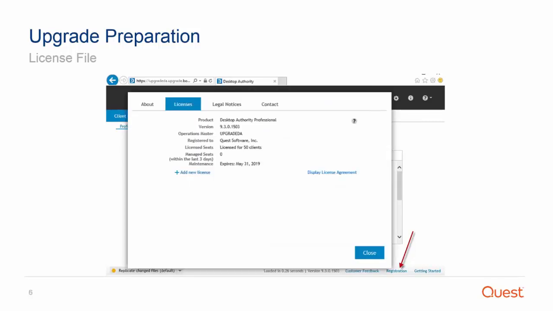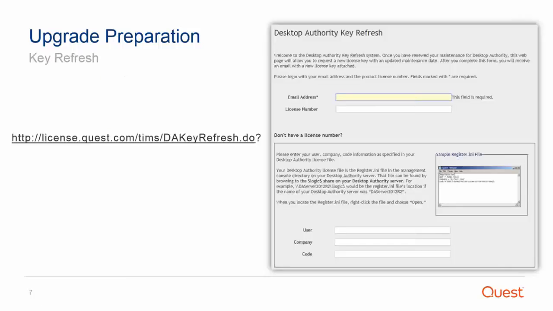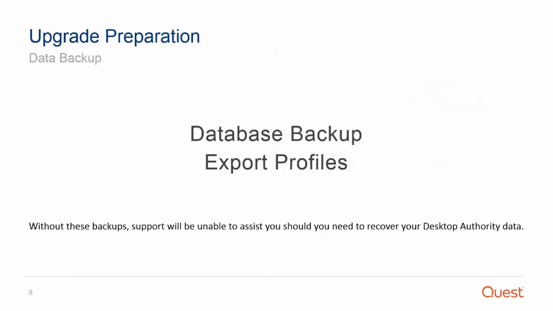If the license information is not correct or current, you can use our key refresh tool. Use this website to have your current Desktop Authority license file emailed to you. If you are still running version 8.1.2, you are required to get a new license file, even if your current license shows the correct dates prior to upgrading. If this is the case, you will need to contact the license department to get a new license file.